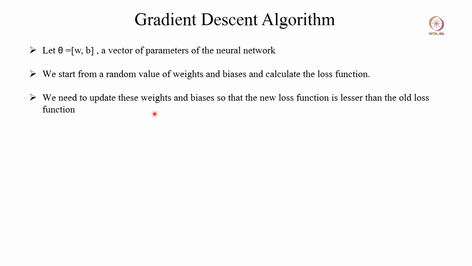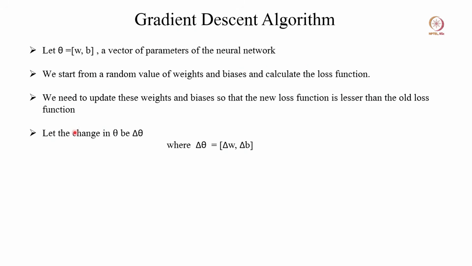Now, what we need to do? We need to update these weights and biases in an iterative way, so that the new loss function is lesser than the old loss function. That is what we want to do, right? Because at the end we want to reduce or minimize the loss function, so that our predicted output is almost the same as the actual output.